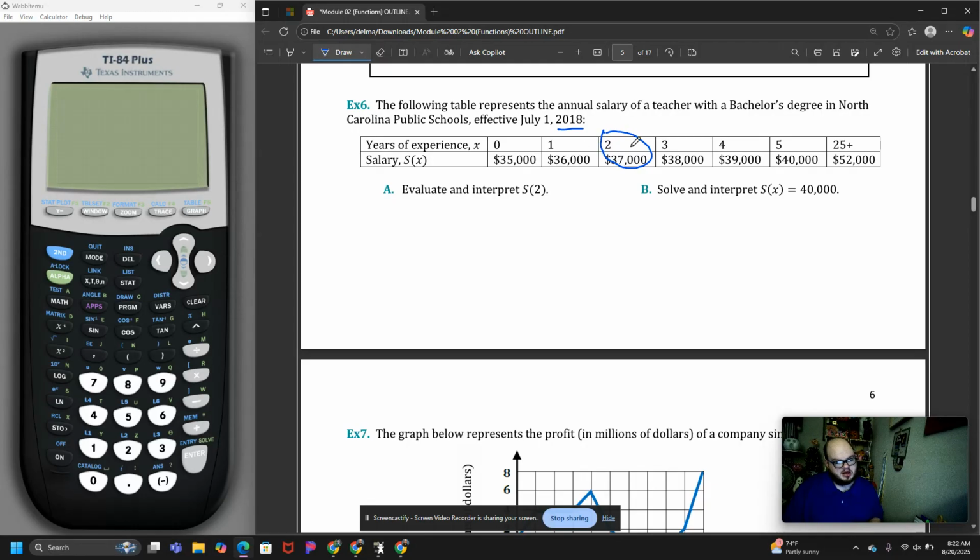So that means that a second year teacher makes how much? $37,000. Okay.